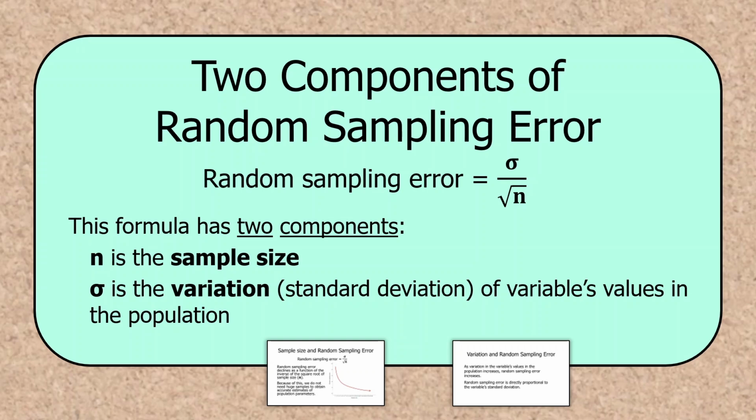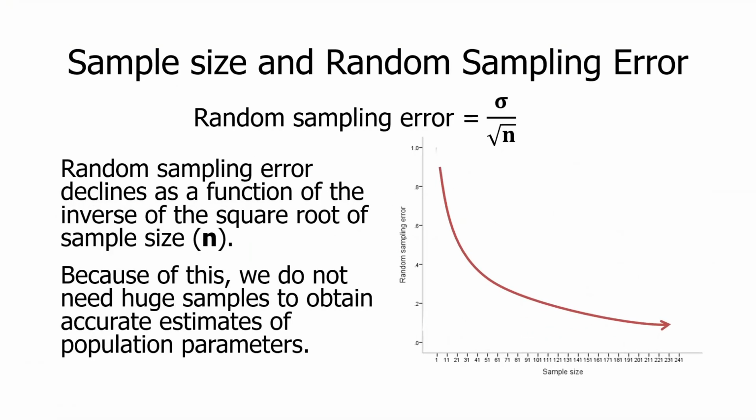All right, let's pursue this relationship between sample size and random sampling error. Again, random sampling error declines as a function of the inverse of the square root of the sample size n. And again, the good news is because of this, we do not need huge samples. We need sizable samples, but not huge samples to obtain accurate estimates of population parameters.